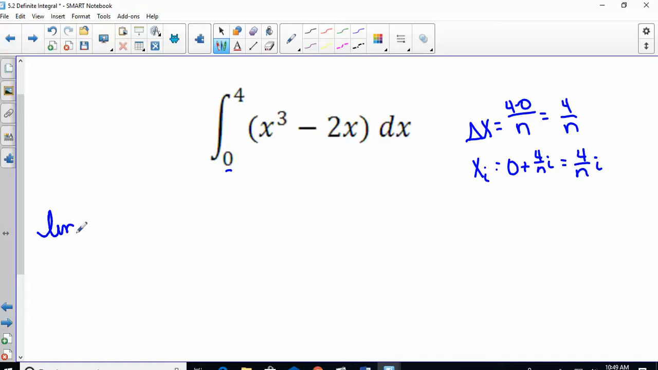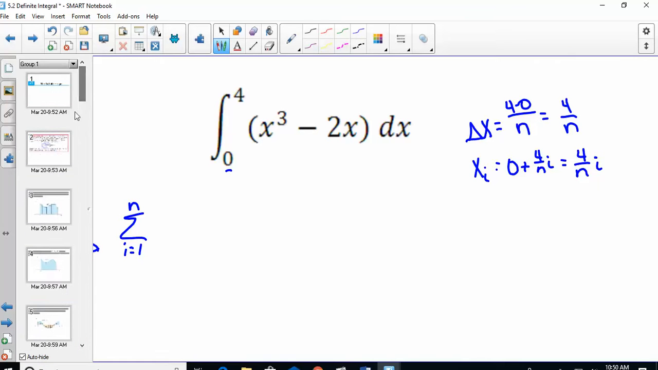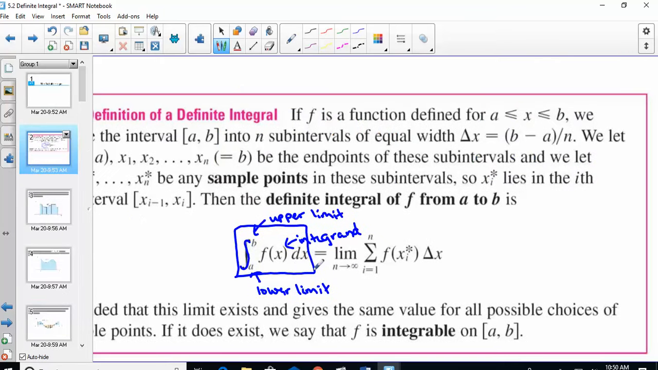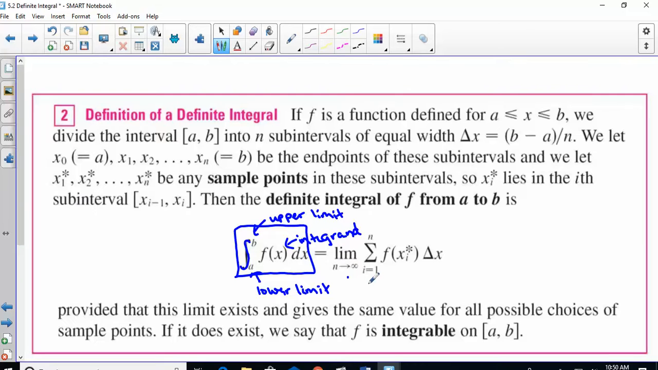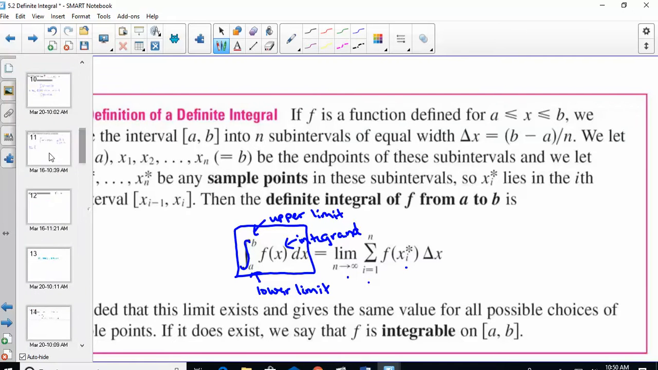So if I want to do my Riemann sums here, it's like the third day handout. We are doing the limit as n goes to infinity because I want the true area here, of the sum from i equals 1 to n of f of x sub i. Okay guys, what I'm using right here is this one definition that you wrote down. The integral is the limit of the sum of f of x sub i times the change in x. So I'm just using that formula.